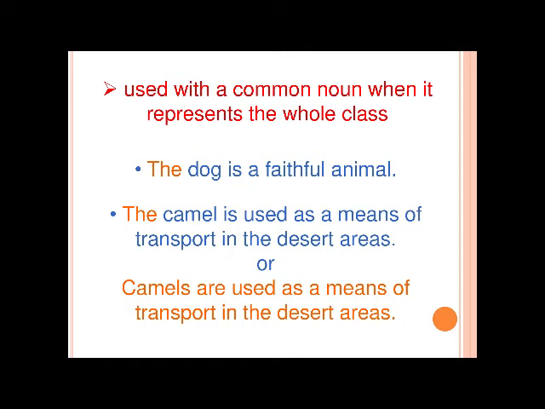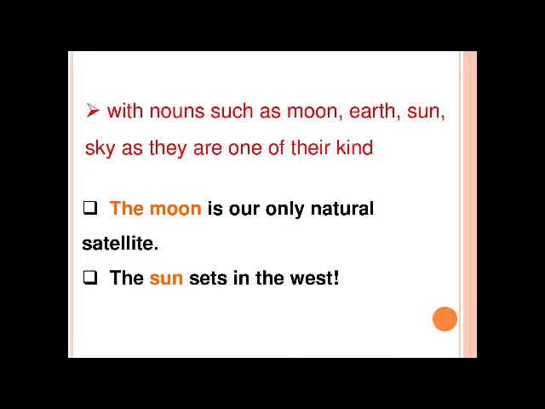The camel is used as a means of transport in the desert areas. Now here, the whole camel class is used as transport in the desert areas. That's why I have used the before it. Camels are used as a means of transport in the desert areas. Now here in the second sentence, instead of using the, I have used camels, a plural noun. So I don't need the with the plural noun here. Okay? Next.